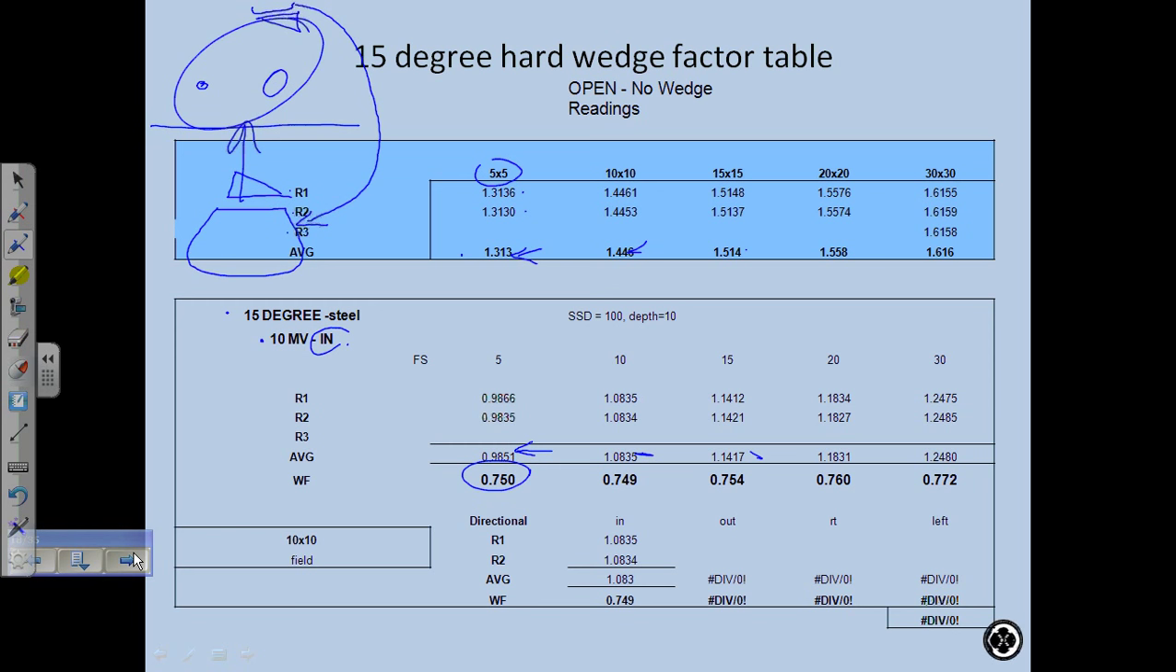Get a feeling of how different these wedge factors are across all field sizes. As I mentioned, increase in field size increases wedge factor. But what's the difference? How much of it, percentage wise? What would you say? It's about 2 out of 70. So what is that? 3%, 2%.